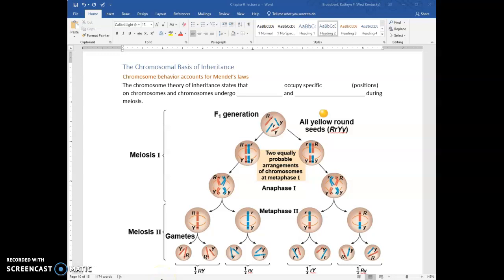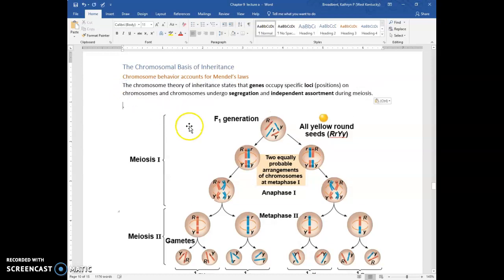The chromosomal basis of inheritance. When Mendel was doing his studies with pea plants, he'd never seen a chromosome, didn't know what the nucleus looked like, didn't know anything about how these genes were transmitted from parent to child. We know now, of course, that chromosomes are where the genes have a physical location, and that genes occupy a particular locus or position on the chromosome as the chromosomes undergo segregation and independent assortment.